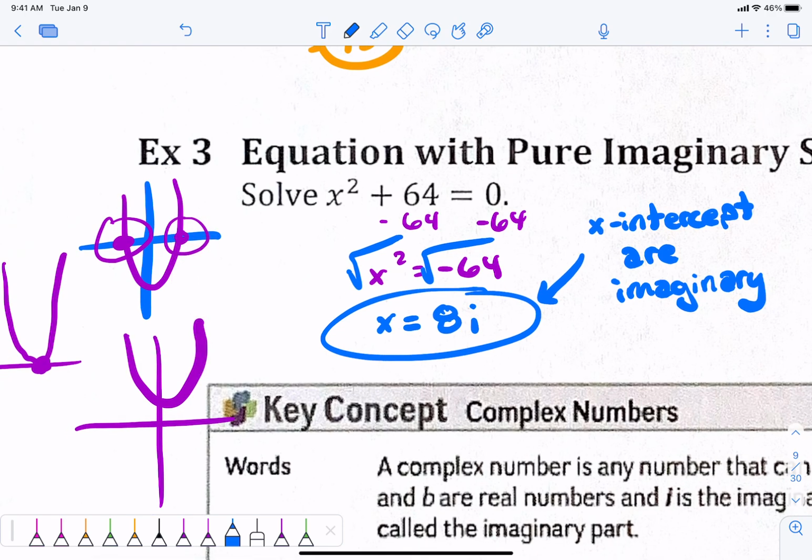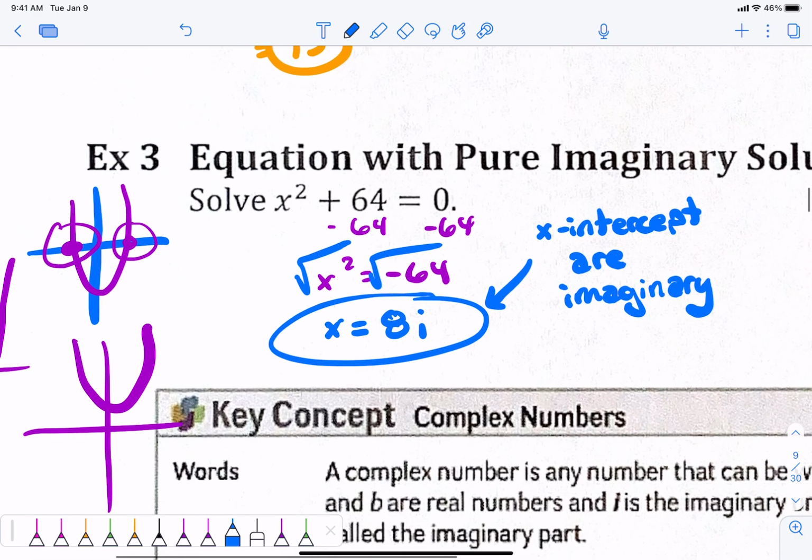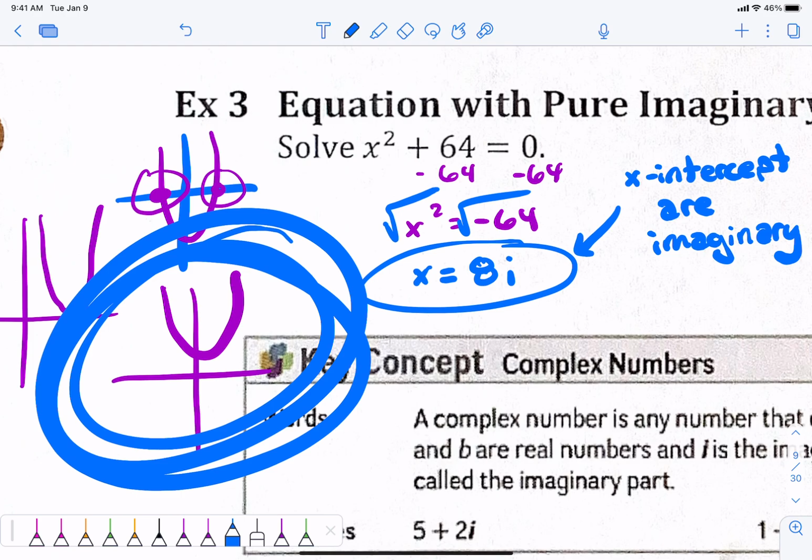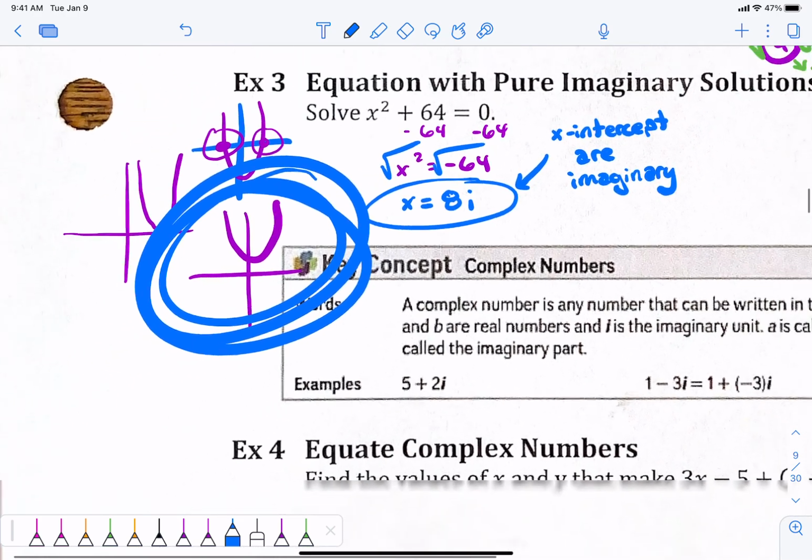Because we have to get rid of the square on the x, right? Okay, everybody listen to this. The fact that we got 8i as an answer means that our x-intercepts are imaginary. So in other words, he's crossing the x-axis at an imaginary place, which means he's not touching, he's not crossing. So he looks something like this, right? Using imaginary numbers is giving us a way of writing the solution when there is no solution. Make sense?